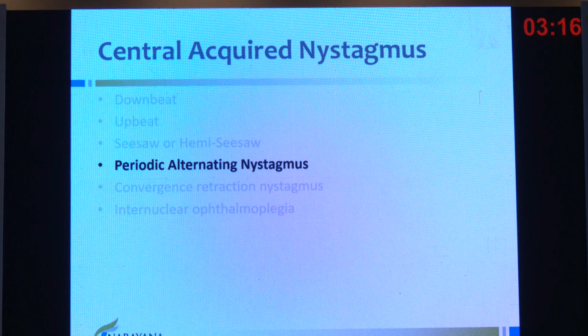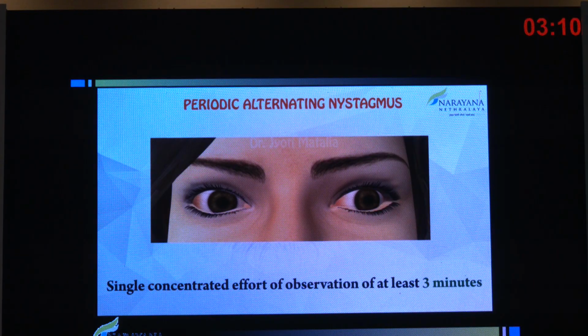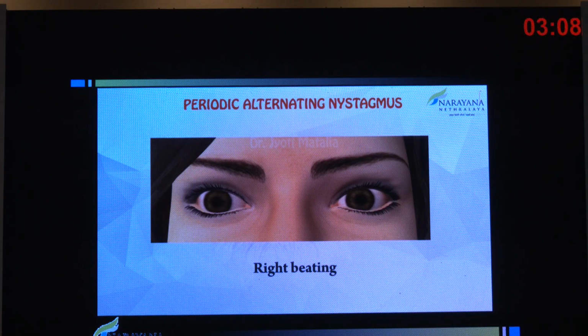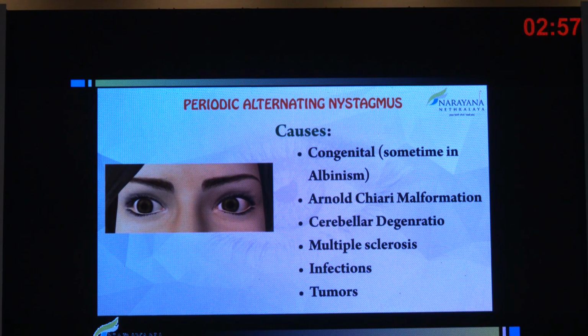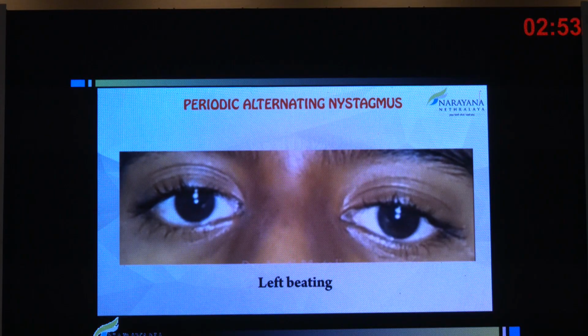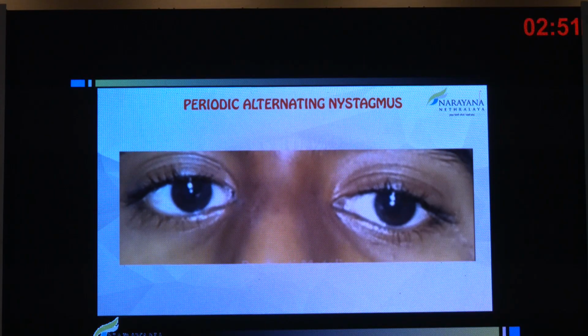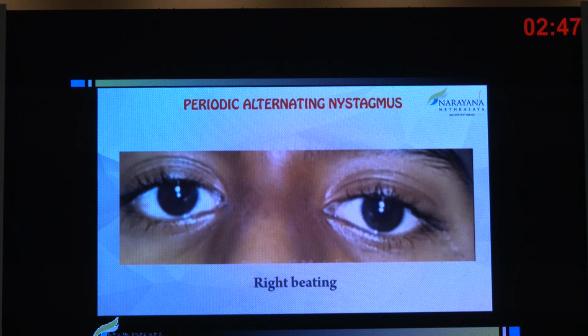Then the periodic alternating nystagmus, a horizontal nystagmus that predictably oscillates in direction, amplitude and frequency. So look at the nystagmus for 3 to 5 minutes. You can see a right beating nystagmus. Eventually, if you keep on concentrating, it becomes a left beating nystagmus. So this is very important. Watch the nystagmus. Don't jump to conclusions on the basis of just one look. 5 minutes is required. And these are the various causes. In this patient, a left beating nystagmus, after some time you watch him, it goes into right beating. So this is how you pick up a periodic alternating nystagmus.